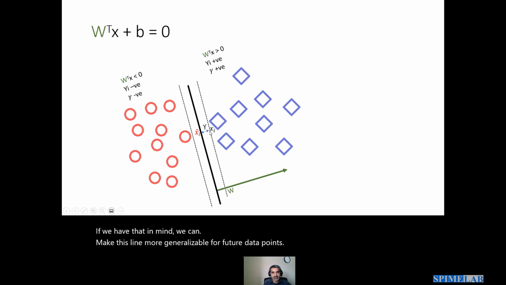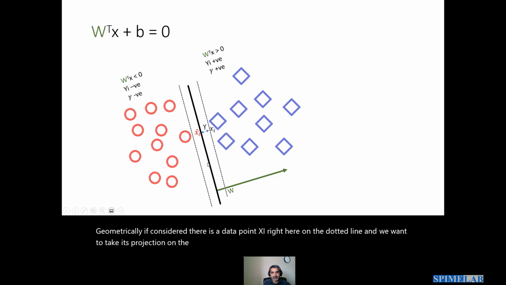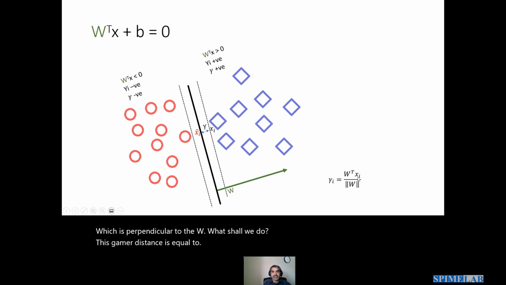Geometrically, if we consider there is a data point xi right here on the dotted line, and we want to take its projection on the W, the class boundary, which is perpendicular to the W, what shall we do? This gamma distance is equal to W transpose X divided by the norm of W, L2 norm. To keep things simple, I'm just ignoring the intercept for now. We can bring it in, but later.